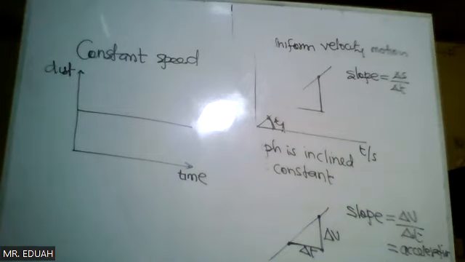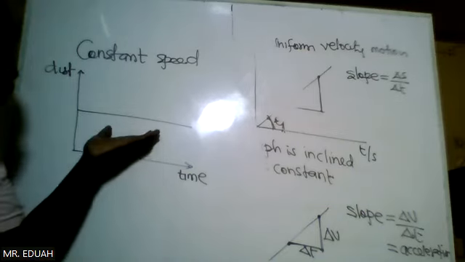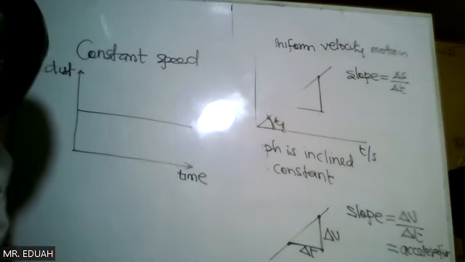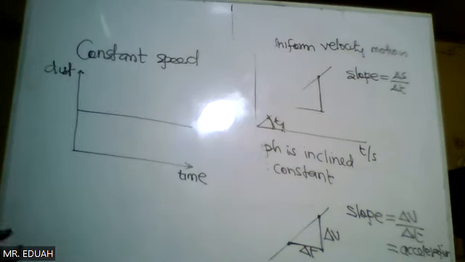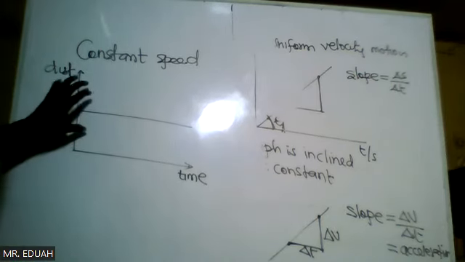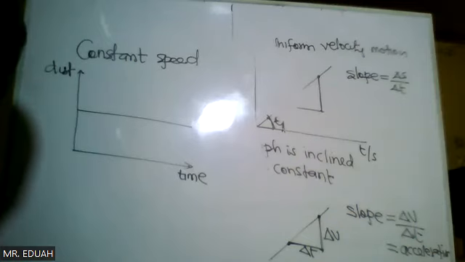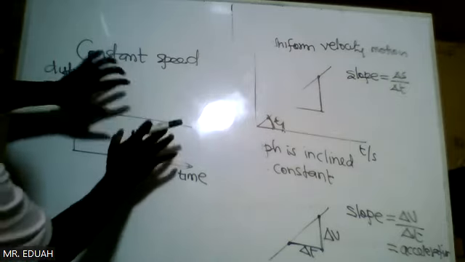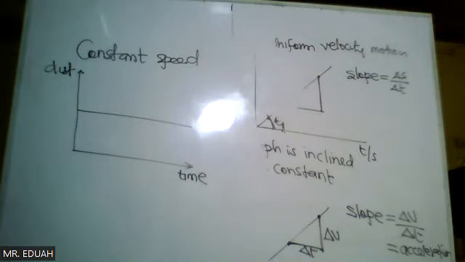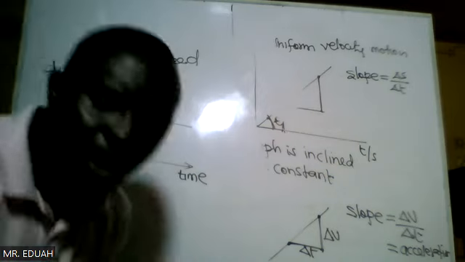Josiah and Camille, this is what you are saying. Class, what do you have to say about this? That if the body is moving at a constant speed, then the straight line must be parallel to the time axis. Is that correct? Somebody is saying yes. Somebody is saying no. But what is this kind of motion? If you are saying no, what is this kind of motion? The answer is no.